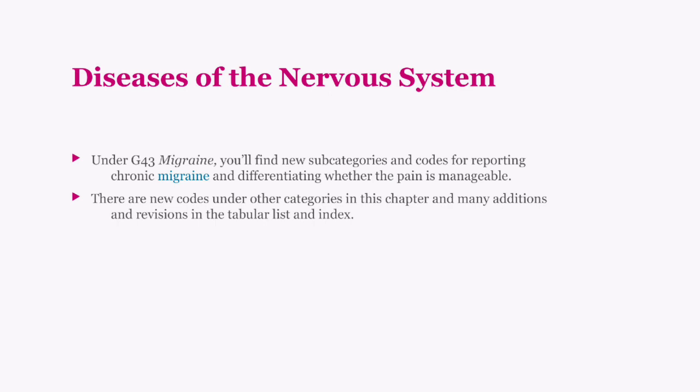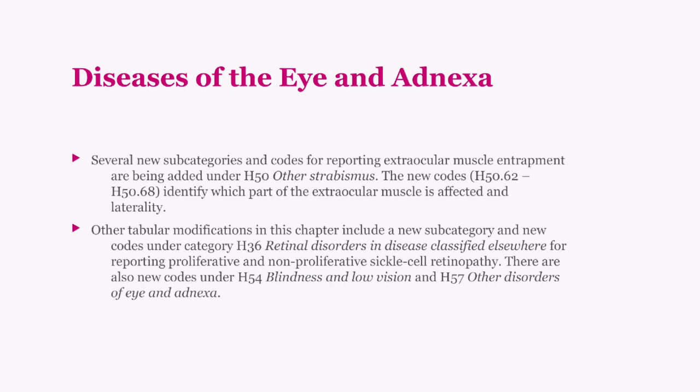Diseases of the nervous system. Under G43 migraine, you'll find new subcategories and codes for reporting chronic migraine and differentiating whether the pain is manageable. There are new codes under other categories in this chapter and many additions and revisions in the tabular list and index. Diseases of the eye and adnexa.